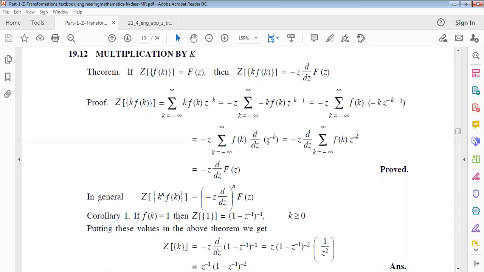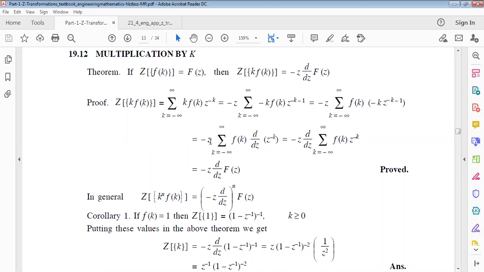Now this equals the summation from k equals minus infinity to plus infinity of f of k, and this is actually the x to the power n formula of differentiation: n into x to the power n minus 1, where n equals minus k. This can be written as d/dz of z to the power minus k, that means differentiation of z to the power minus k with respect to z. This is the formula of this.